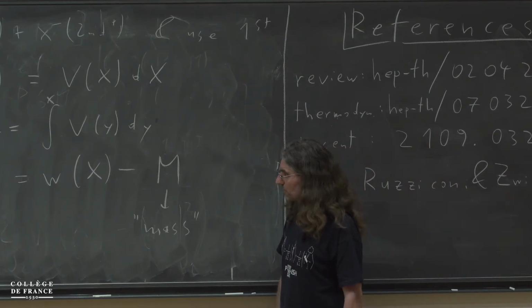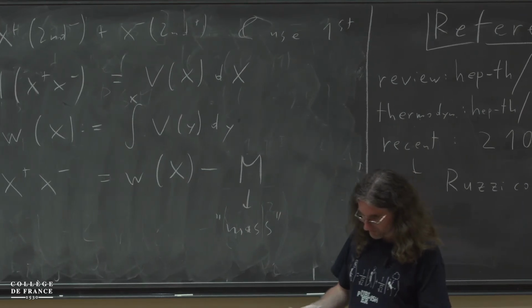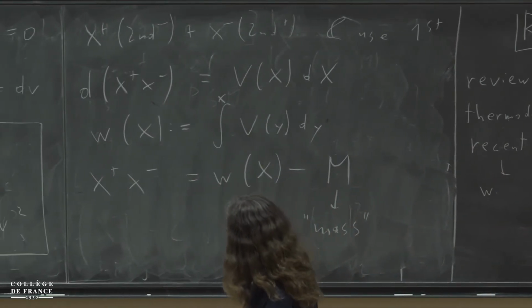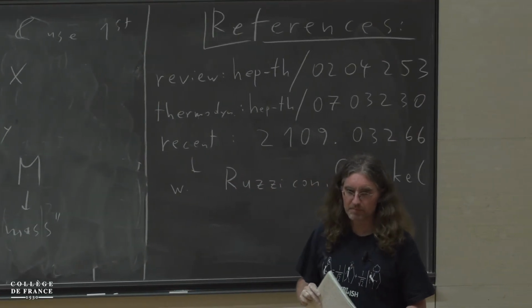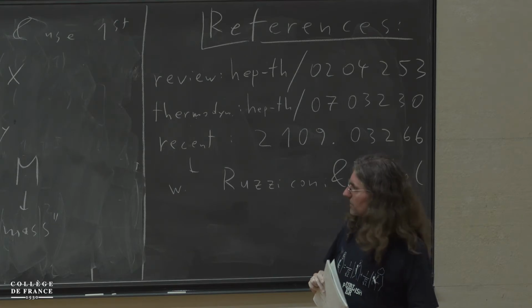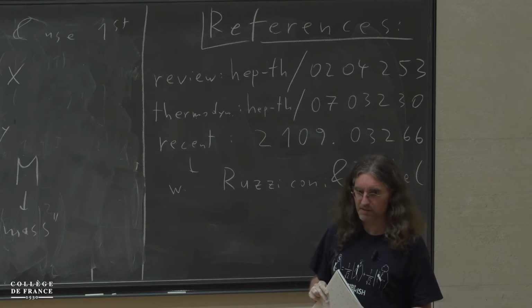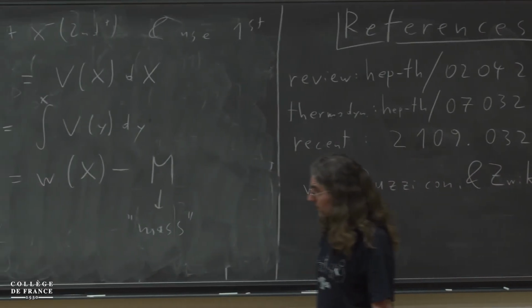So maybe I'm a bit lost, but there's also a coordinate v, right? That's right. And your d there, d of x plus x minus, is a full d, so it's a dx and a dv. That's right, yes. So your mass cannot depend on v. It cannot depend on v, yes. Indeed, and that's quite important.